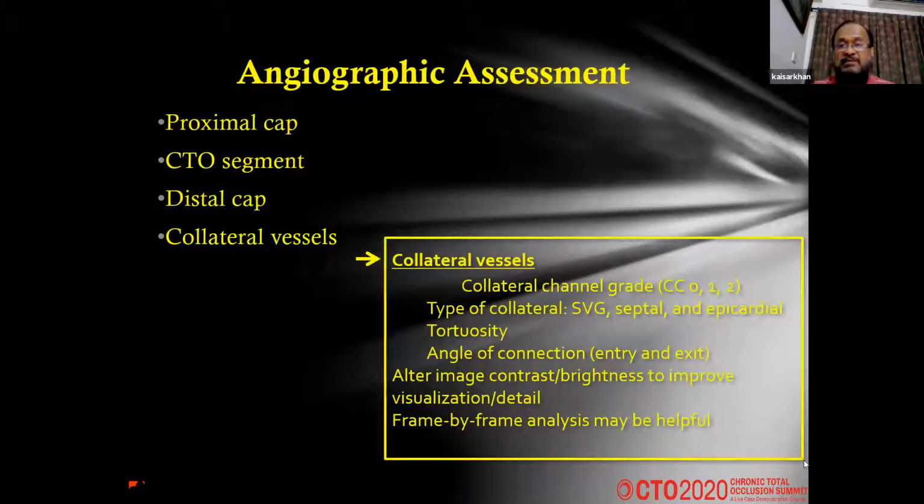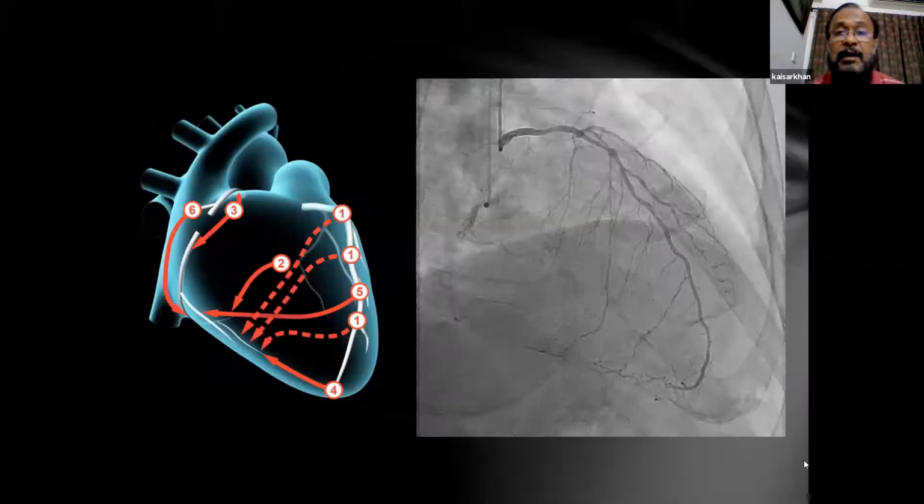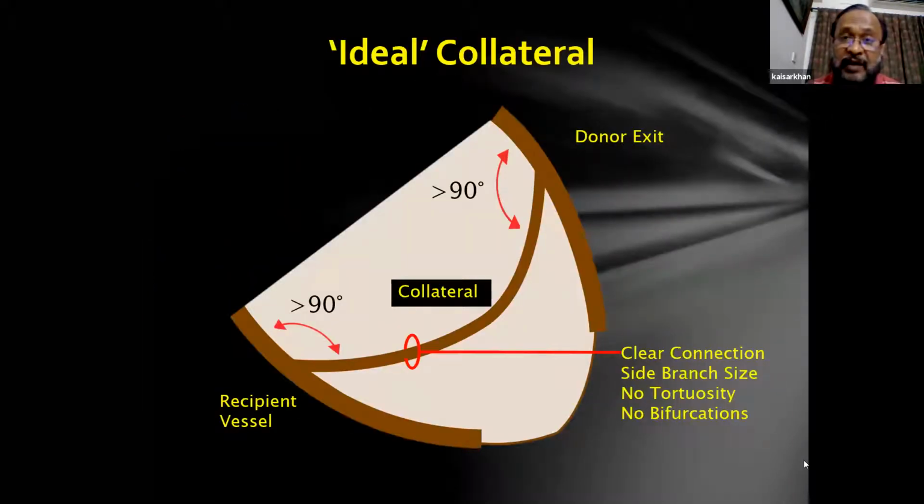And then collateral vessels, you have to see what type of collaterals are there, their characteristics, especially frame by frame. Again, you have to identify your suitable collateral for your retrograde wire crossing. So there are 4 types of collaterals: septal, epicardial, and grafts, venous grafts and LIMA. So you have to plan 1, 2, 3, 4. If I will try this first, if I fail, then I go for second, then third, then fourth. Planning is very important.